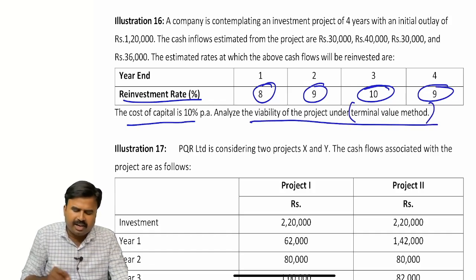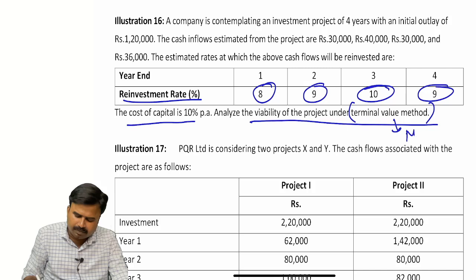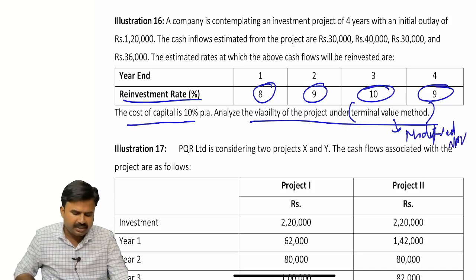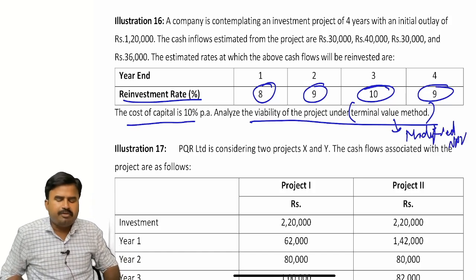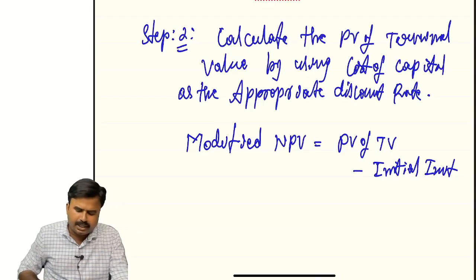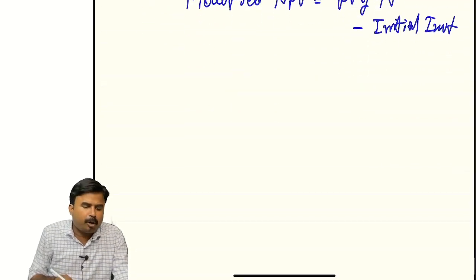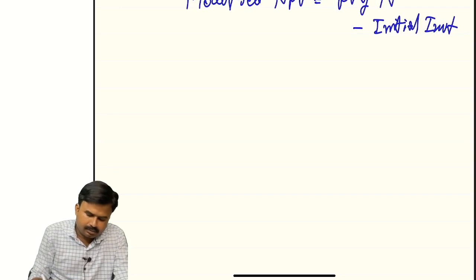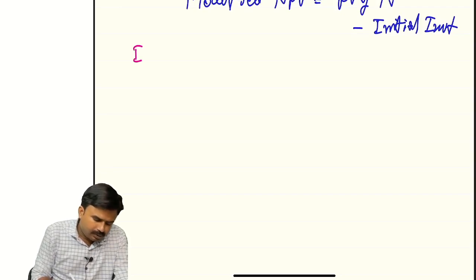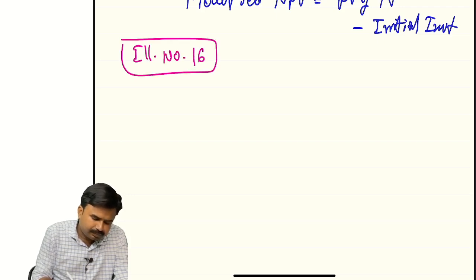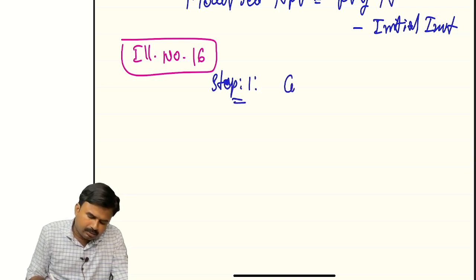My dear students, the modified NPV concept is also known as the terminal value method. This is nothing but modified NPV. So what is your first job? Convert all the years' inflows into the terminal year by using the reinvestment rate as the appropriate compound rate. Illustration number 16. Step number 1: calculation of terminal value.